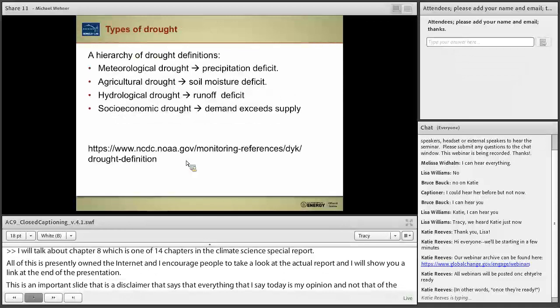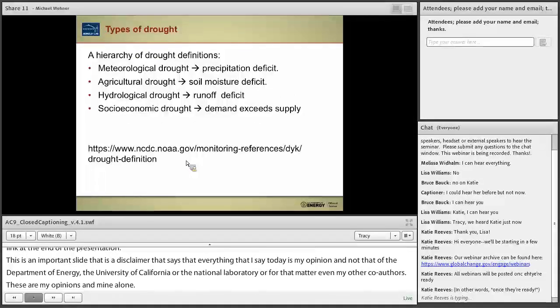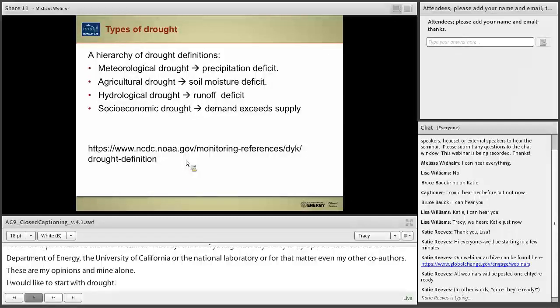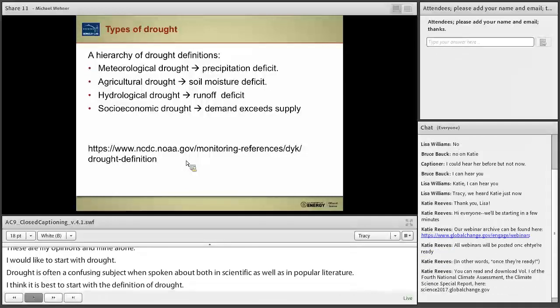I'd like to start with drought. And drought is often a confusing subject when spoken about, both in the scientific as well as in the popular literature. And I think it's best to start out with a definition of drought. In fact, NOAA defines a hierarchy of droughts, starting with meteorological drought, which is a deficit in precipitation, so low precipitation compared to the average.